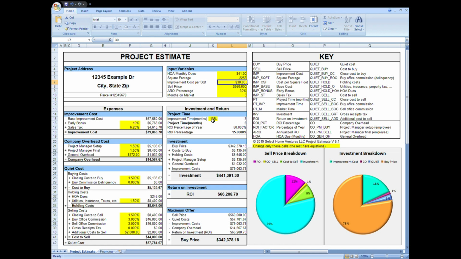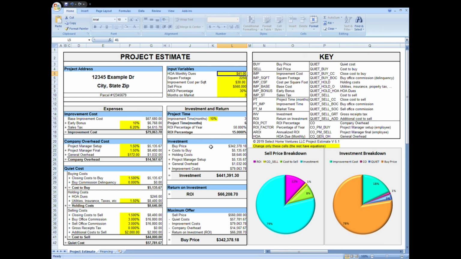If you need more time due to extensive permitting with architects and engineers, or longer than average lead times for equipment or materials, then you adjust this number upward. At 15%, you would have 4.5 months to finish construction. At 20%, you would have 6 months. We have now budgeted 3 months for improvement time and 3 months on the market to market and sell the property. That makes our project time 6 months. This is the total time expected from closing table to closing table.